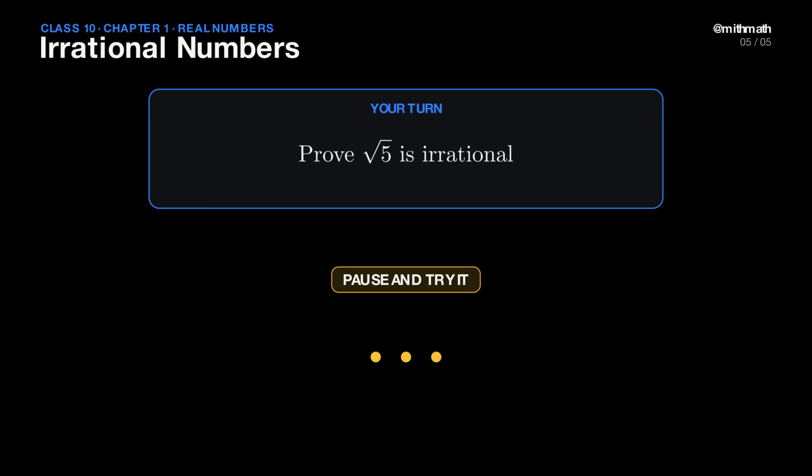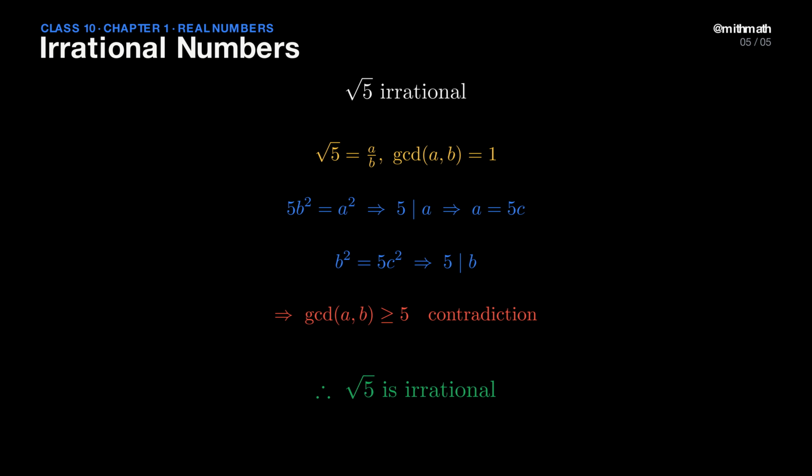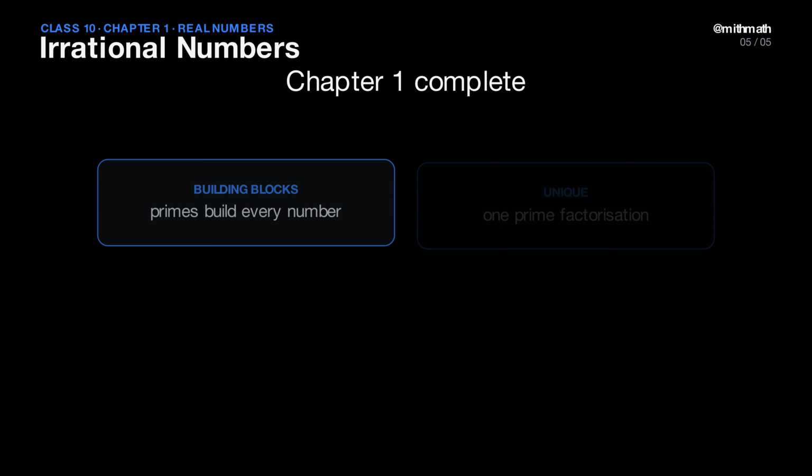Here is the outline. Assume root 5 equals a over b in lowest terms. Then 5b squared equals a squared, so 5 divides a, giving a equals 5c. Substituting, b squared equals 5c squared, so 5 divides b as well. A common factor once more. Contradiction. So root 5 is irrational. And that completes Chapter 1.